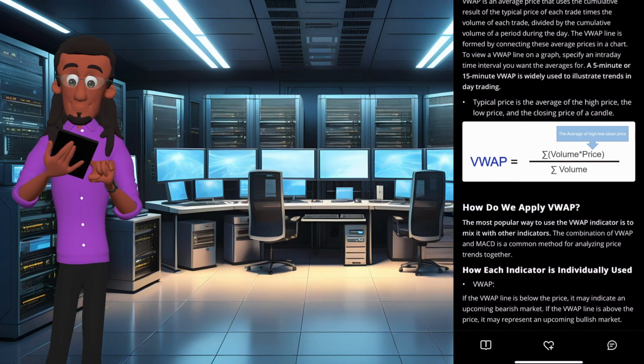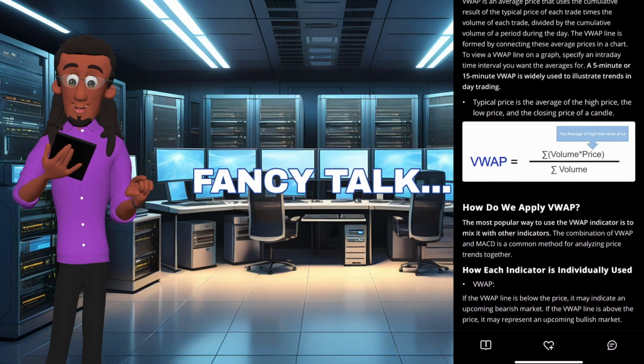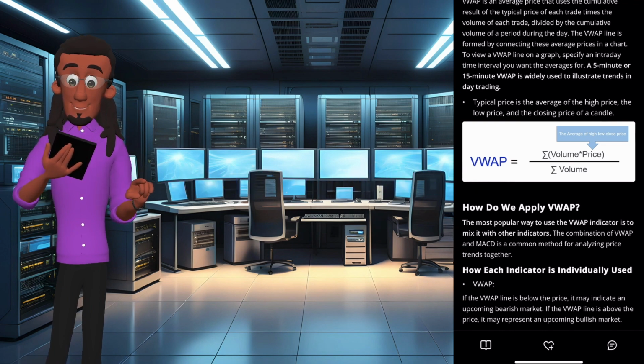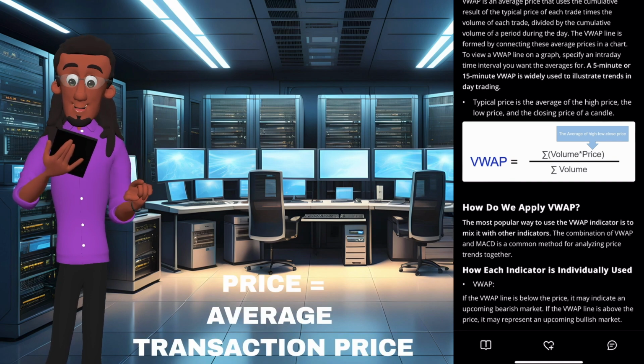All right, so this is how we do it. VWAP is an average price that uses the cumulative result of the typical price of each trade multiplied by the volume of each trade divided by the cumulative volume of a period during the day. Fancy talk, but basically what that means is the VWAP is an average price. It's the average of a bunch of different buy and sell transactions that uses a cumulative result of the typical price of each trade.